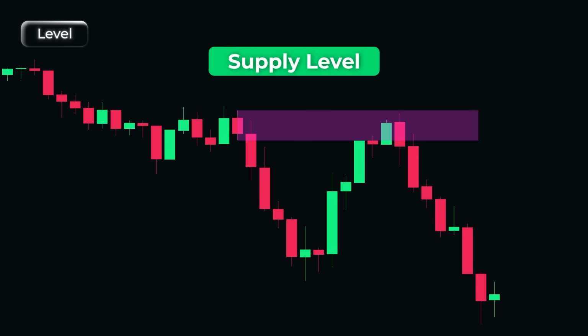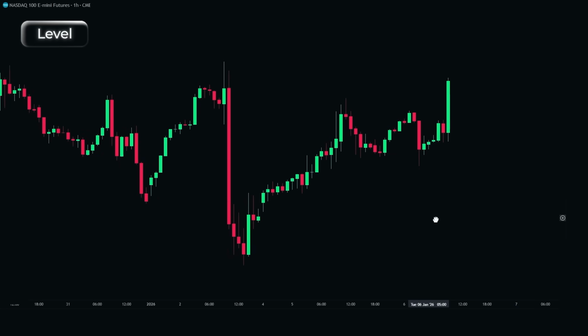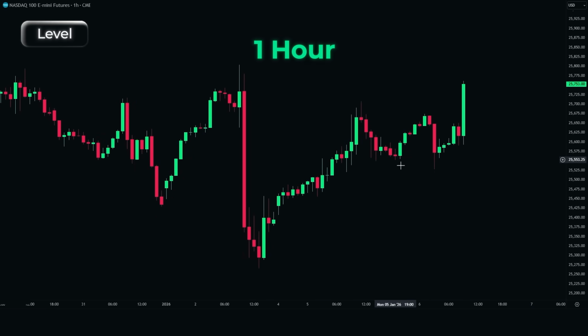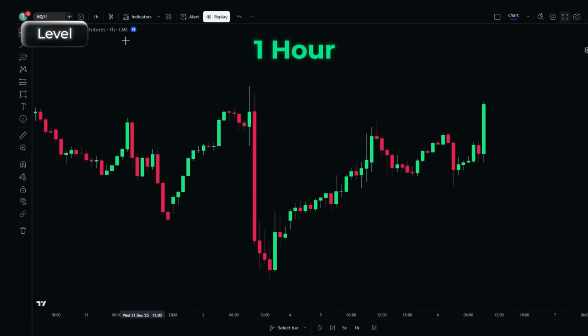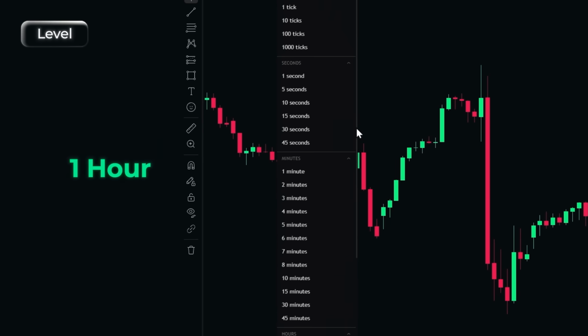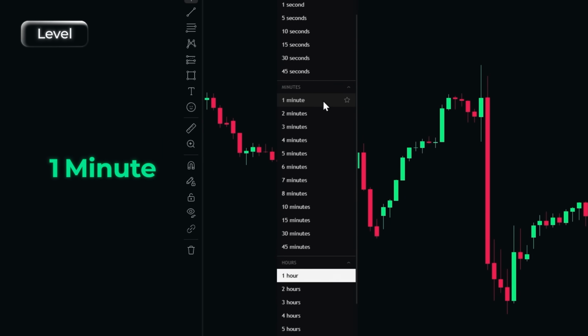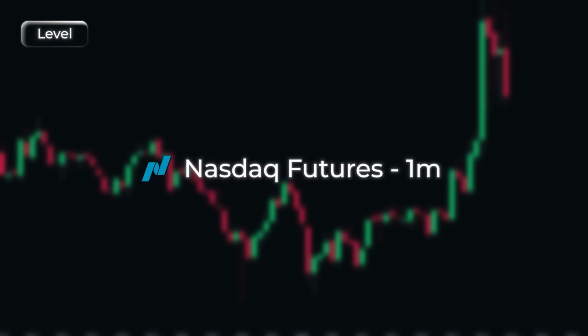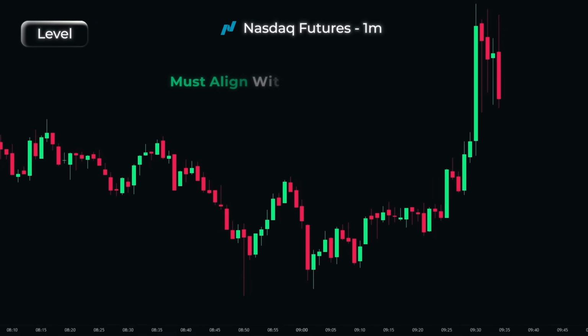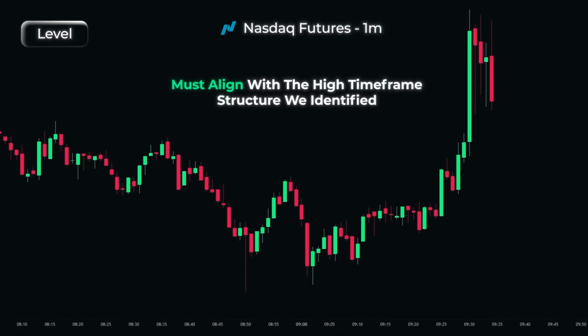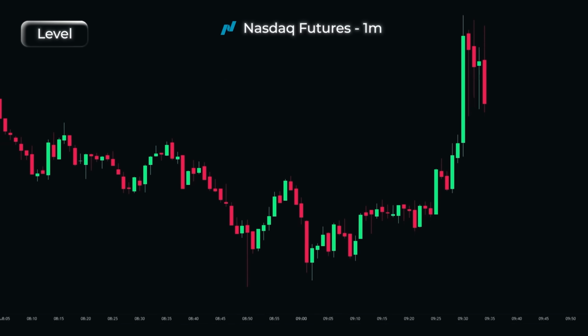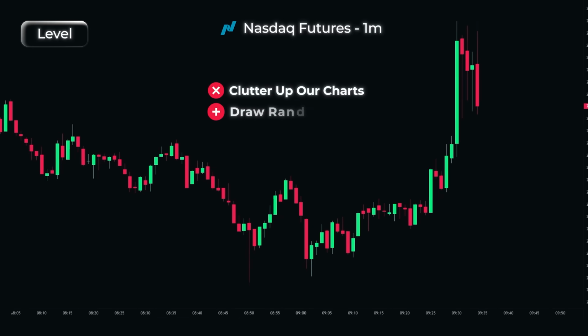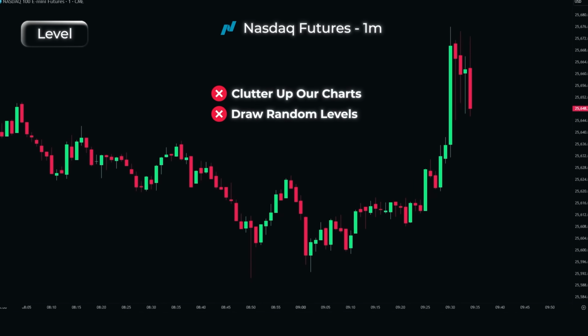Now let's go back to our chart and try to identify the supply and demand levels there. Here, we're still on the 1 hour time frame after we've identified the structure earlier. So now we go down to the 1 minute chart and find the levels there. And remember, the levels that we want to find here must align with the high time frame structure we identified. This is so that we don't clutter up our charts and draw random levels that we end up not using.